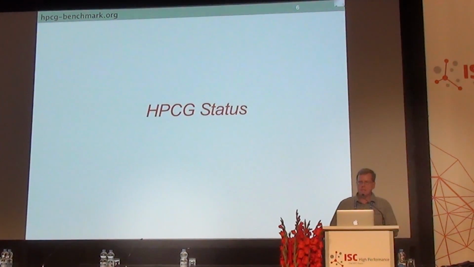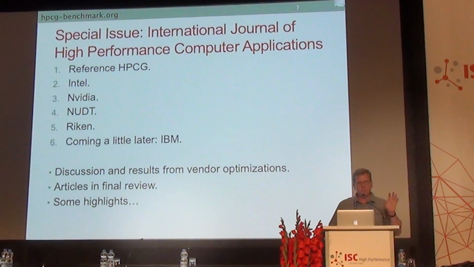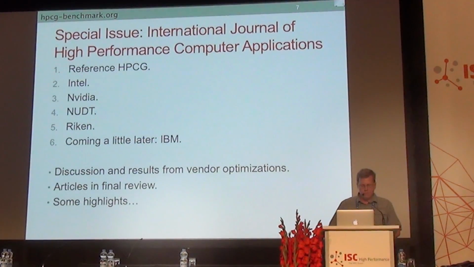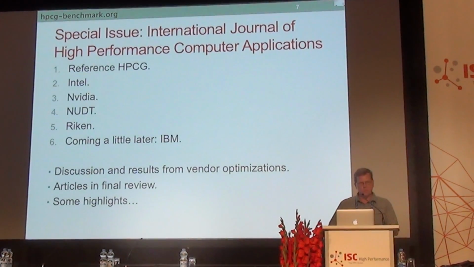So, a bit of a status. One effort we went through with some of the vendors who care about this benchmark is we wrote some papers, and these will be coming out in the next few months in the International Journal of High Performance Computing Applications. We're going to have a reference HPCG paper. We're also going to have a paper written by benchmarkers at Intel, NVIDIA, NUDT, and Riken, and coming a little later is a paper from IBM. These papers discuss the optimization strategies and the results and insights that these people obtained by trying to optimize this benchmark for their platforms.